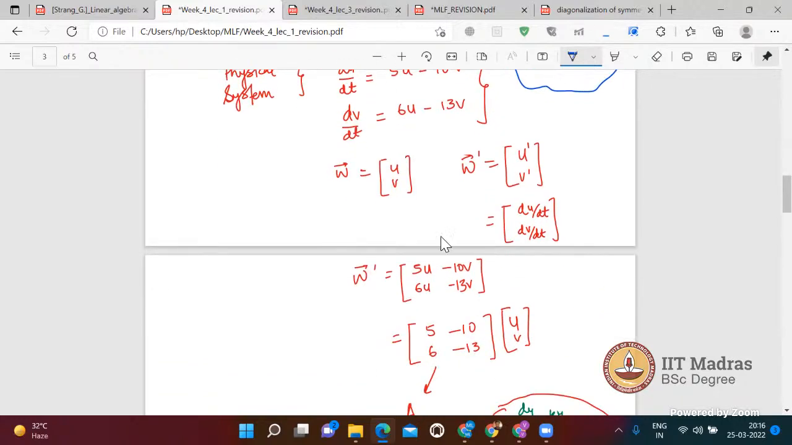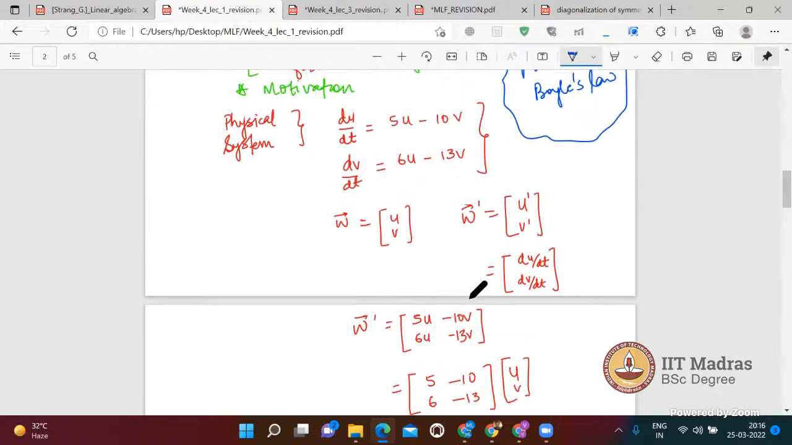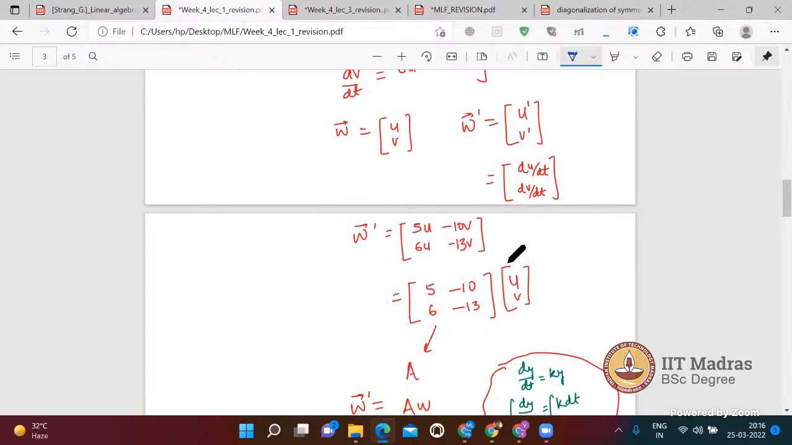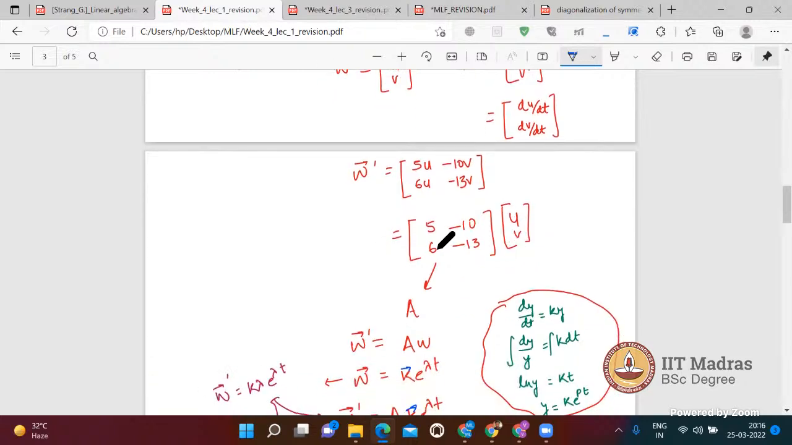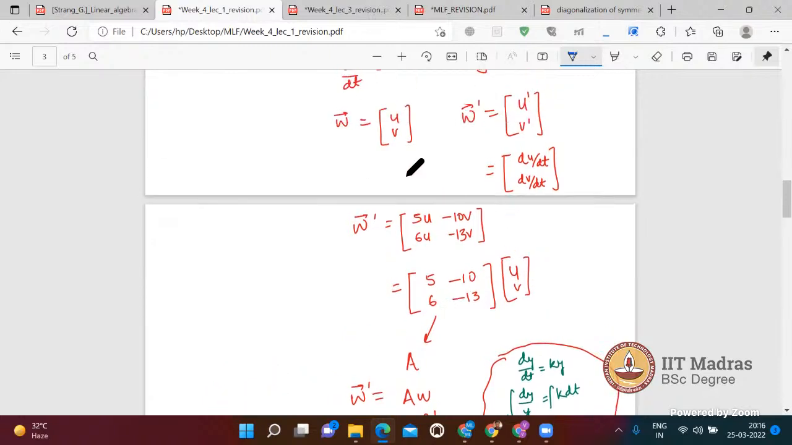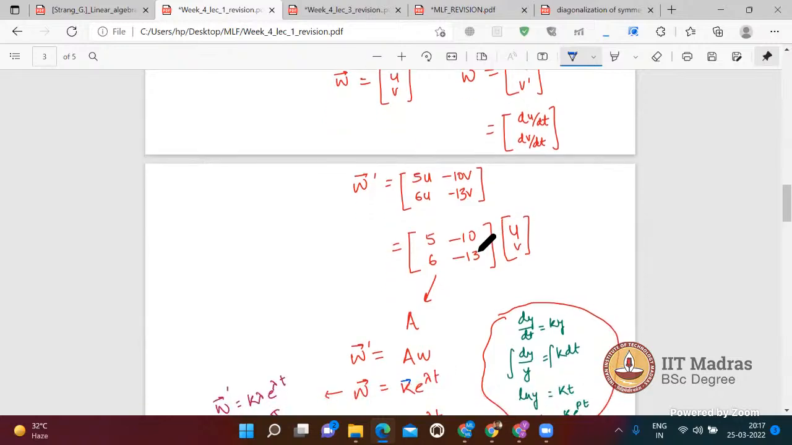Okay, and this matrix is 5U minus 10V and 6U minus 13V. This is one example, and this can be written in this form where A will be our matrix, and U, V can be represented as U, and B we already have written. So W is the vector that consists of U and V. So W can be written here.